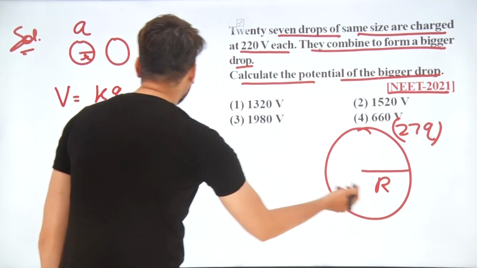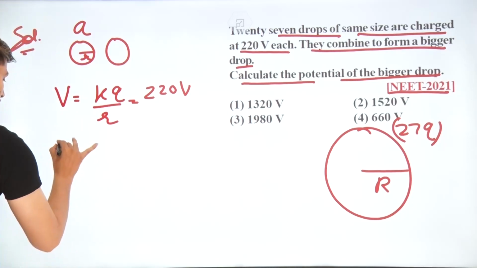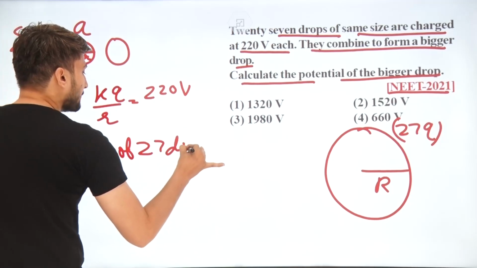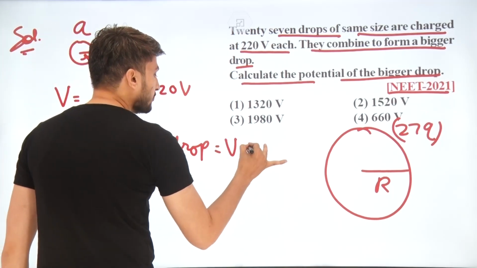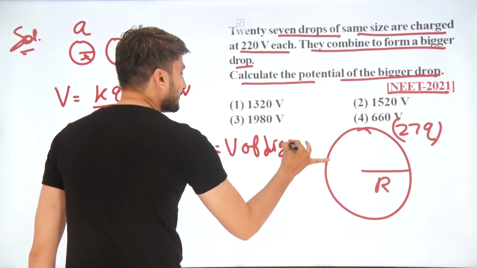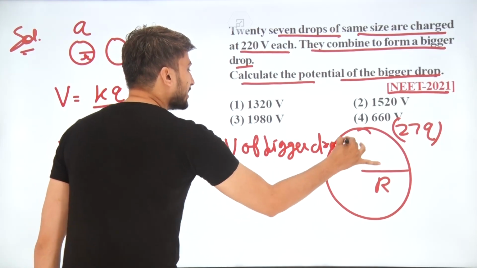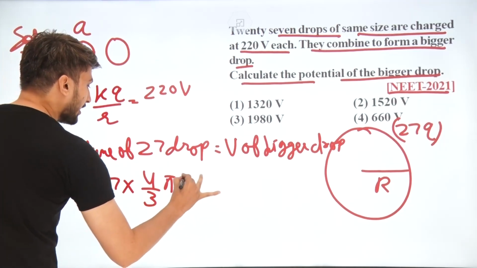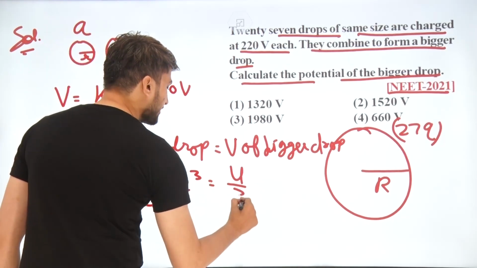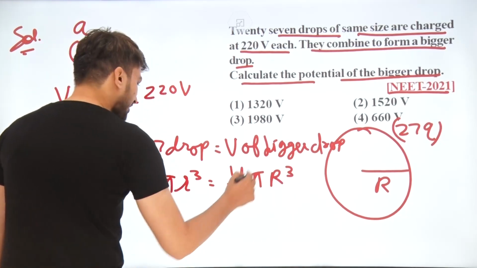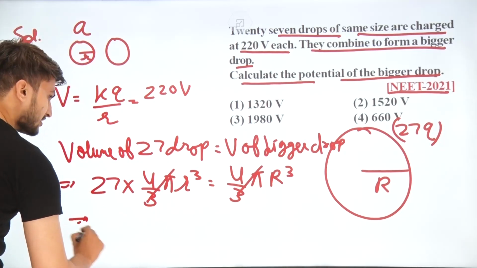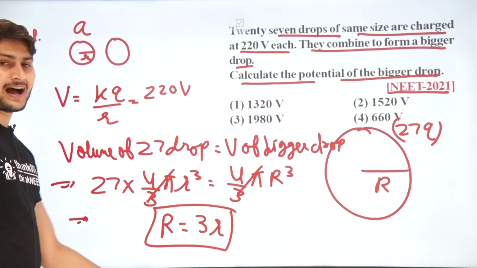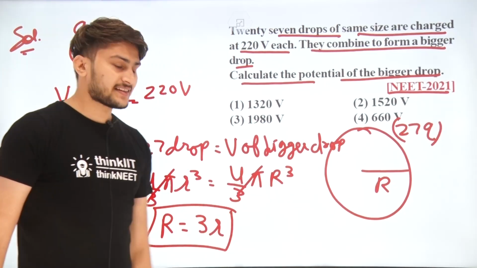Now for R and small r, we can say the volume of 27 drops is equal to the volume of the bigger drop. That means 27 multiplied by 4 by 3 pi r cube is equal to 4 by 3 pi R cube. That means 4 by 3 pi cancels. So R cube is equal to 27 r cube, so R is equal to 3r. So this is our radius, R is equal to 3r.